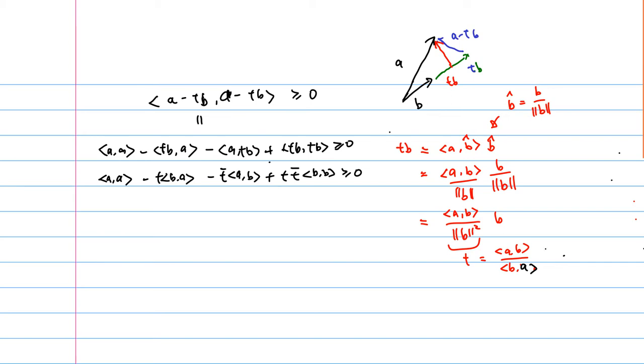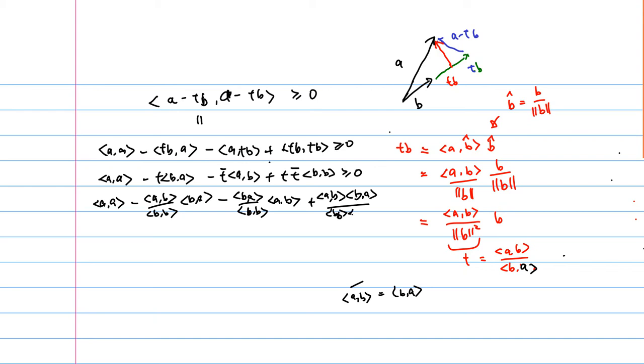Now T is equal to this, so I have the inner product of A and A, minus the inner product of A and B over the inner product of B and B times the inner product of B and A, and minus the conjugate of T, which is the inner product of B and A over the inner product of B and B times the inner product of A and B. Remember that for a complex inner product, the complex conjugate of the inner product of A and B is just equal to the inner product of B and A, so we use that property. For the last term, I have the inner product of A and B times the inner product of B and A over the inner product of B and B, and one of the inner products of B and B got cancelled. You see that these three terms are actually identical, so I can cancel the last two terms, and I only have this bigger than or equal to 0.